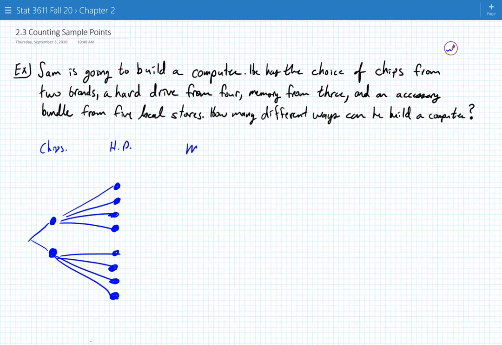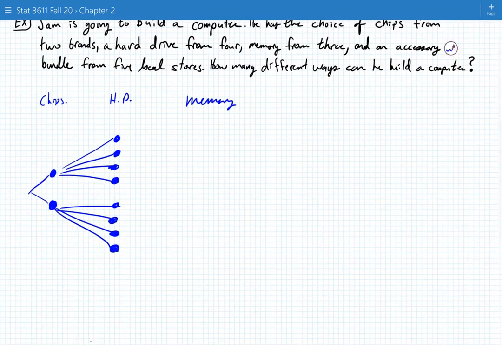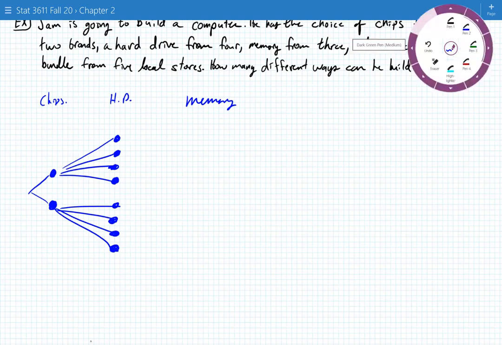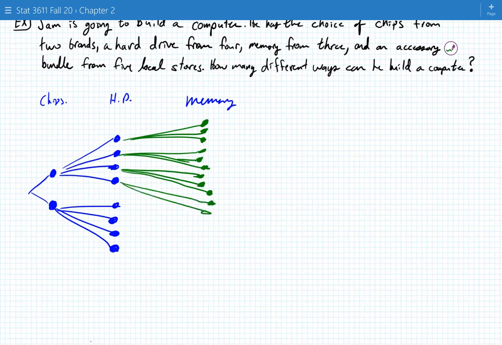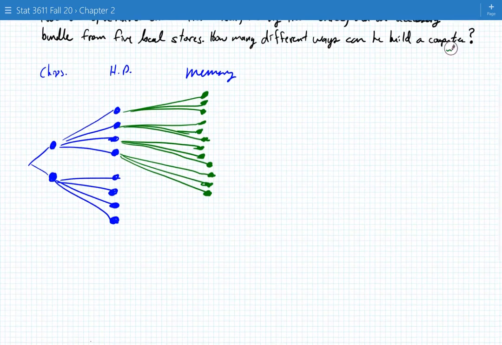Memory from 3. It appears that maybe I didn't leave myself enough room here. So I've got memory from 3 different options. So there's 1, 2, 3, 1, 2, 3, 1, 2, 3, 1, 2, 3, and then we can repeat that down here. We'll have 3 branches for each of these here.